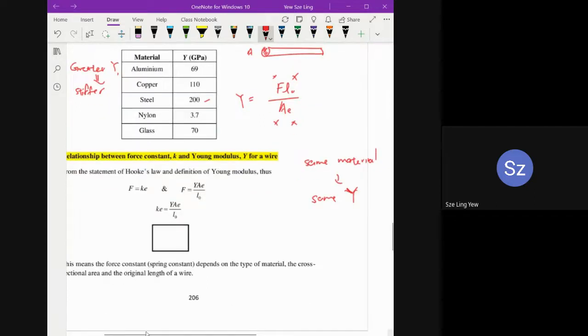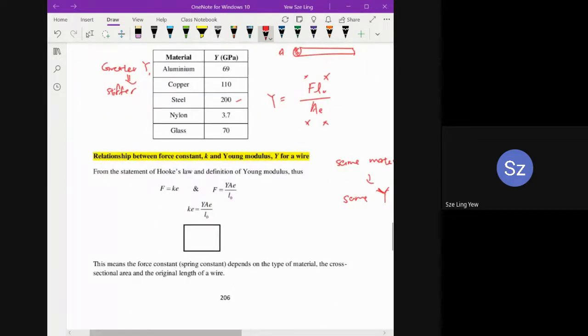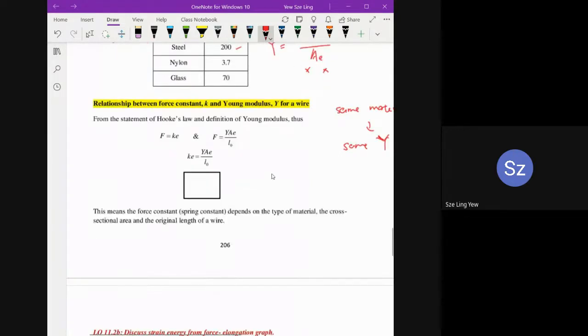Most stiff. So now we look at the relationship between the force constant k and the Young modulus Y for a wire. Because you're looking at elasticity, we are going to look at k, the force constant, and also the Young modulus. So for a statement, Hooke's law and the definition of Young modulus, this one is Hooke's law.